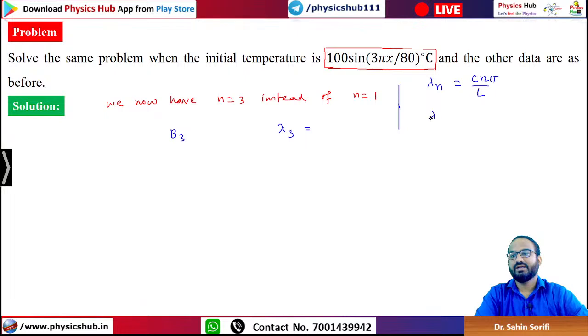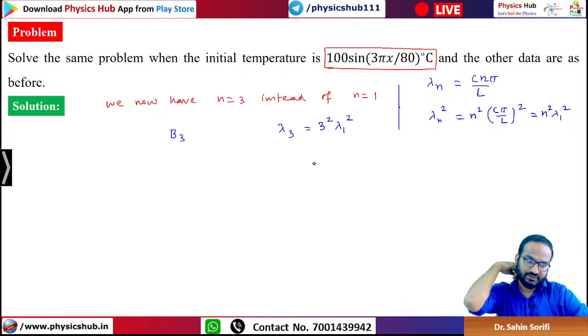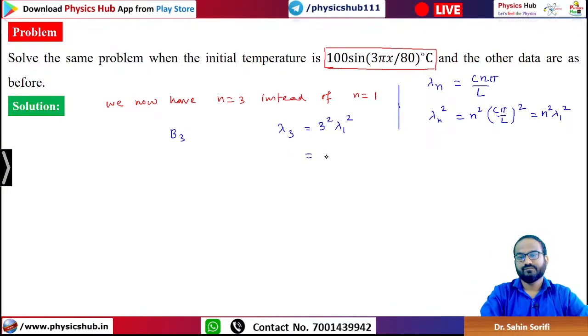So lambda n square is n square times c pi by L. We have calculated c pi by L as lambda 1 square, so lambda 3 square is 3 square times lambda 1 square. Lambda 1 square we have already calculated as 0.001785, so 9 times 0.001785 will approximately give you 0.0160.